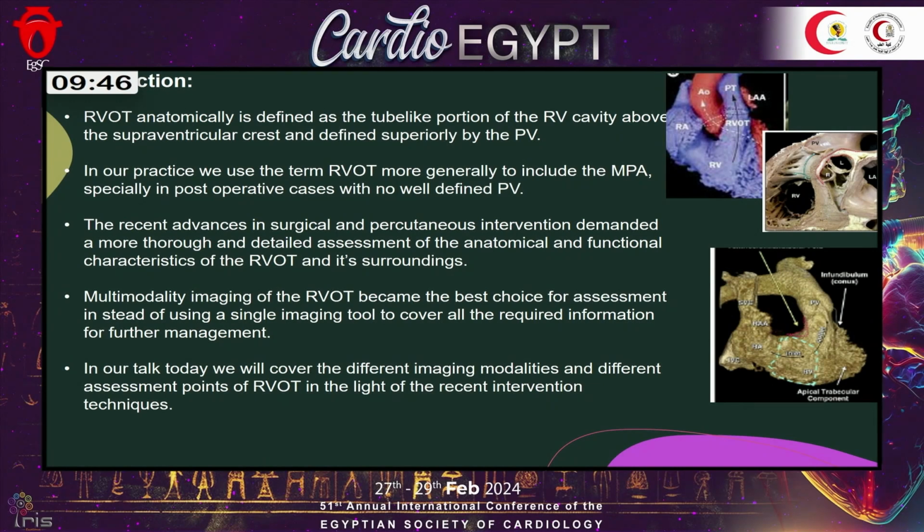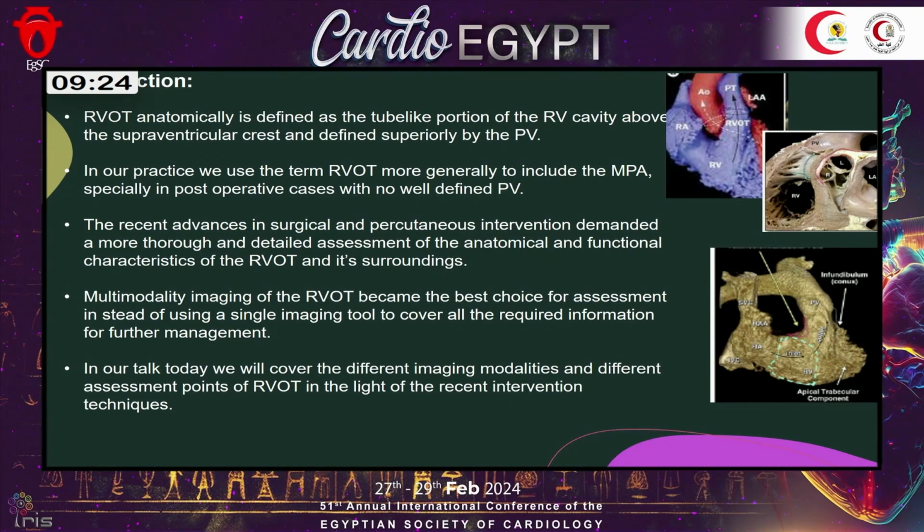Introduction. RVOT anatomically is defined as the tube-like portion of the RV cavity above the supraventricular crest and defined superiorly by the pulmonary valve. In our practice, we use the term RVOT more generally to include the main pulmonary artery, especially in post-operative cases with no well-defined pulmonary valve.